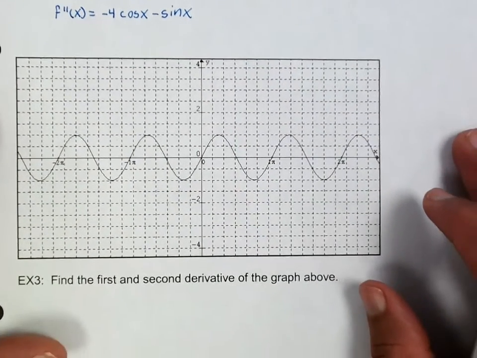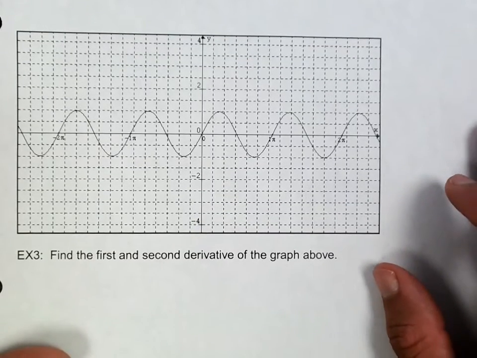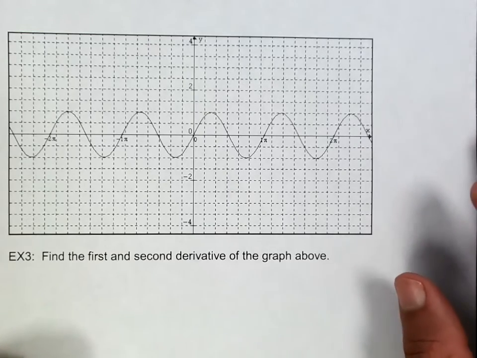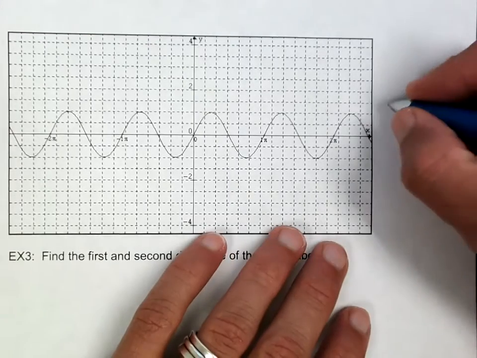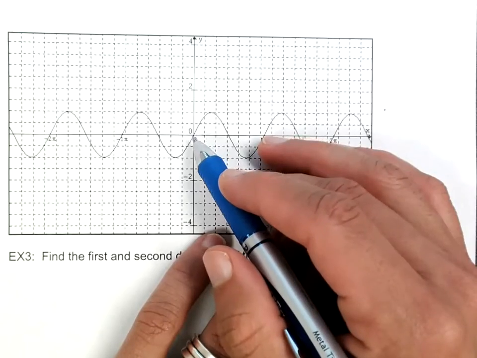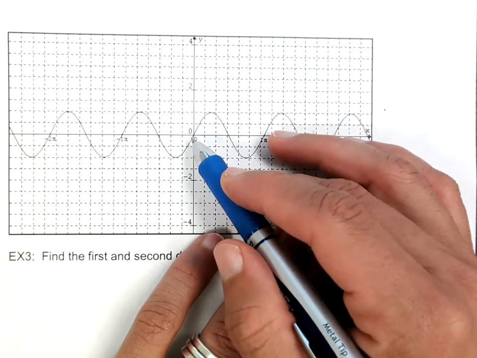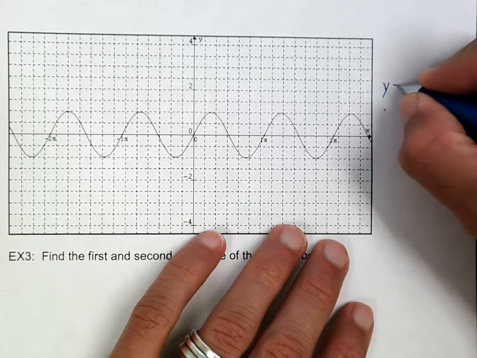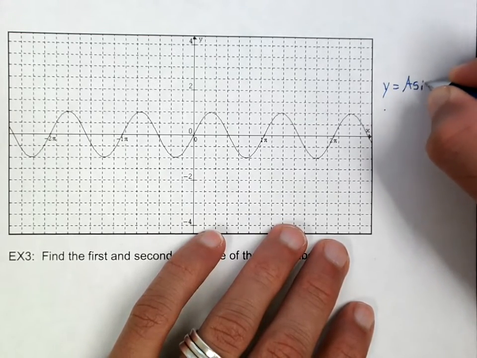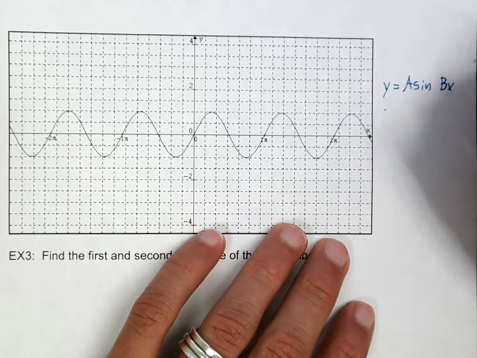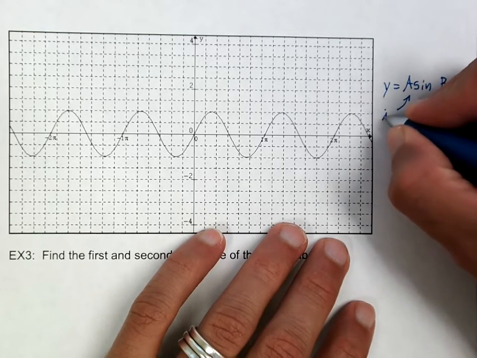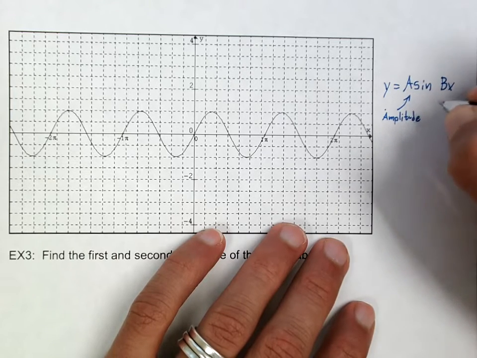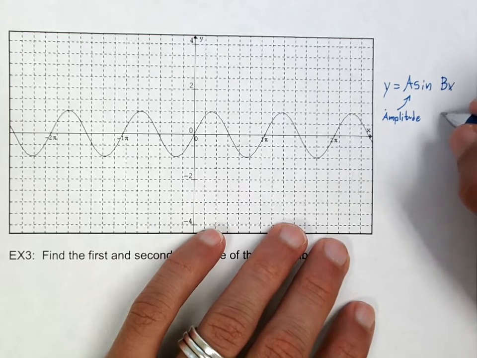Now in example 3, they want us to find the first and second derivative of the graph above. So in this part, you're going to have to remember some information from your pre-calc class. Don't forget that if you look at it, I'm going to go ahead and say this is, if it starts at 0, that's going to be a sine function. So the formula that I can use for that would be this, where the A is the amplitude, right, and this over here would be the period.